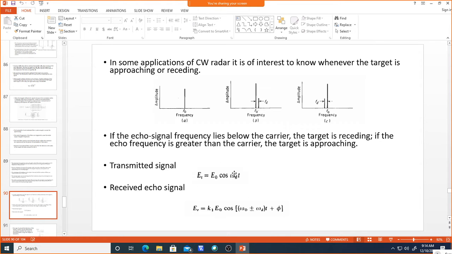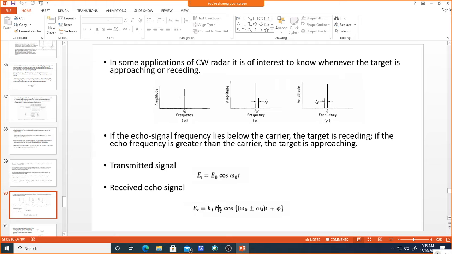Now you can see the transmitted signal in terms of amplitude and frequency. This is the frequency in hertz, and this is the angular frequency omega naught. Now the received echo signal has the Doppler shift as well as the phase of the signal, which we have represented here, and the amplitude will be degraded, so we can represent it as k1 into a naught.